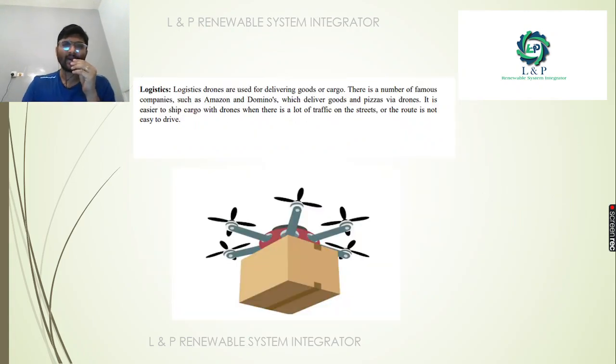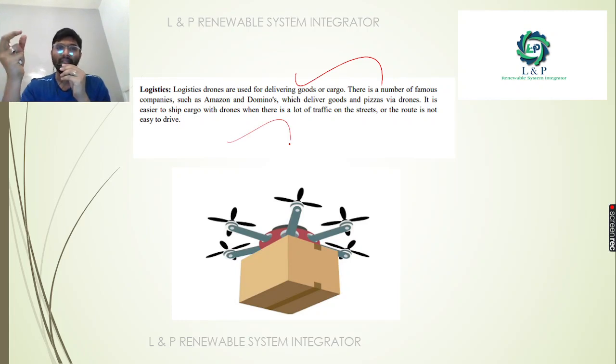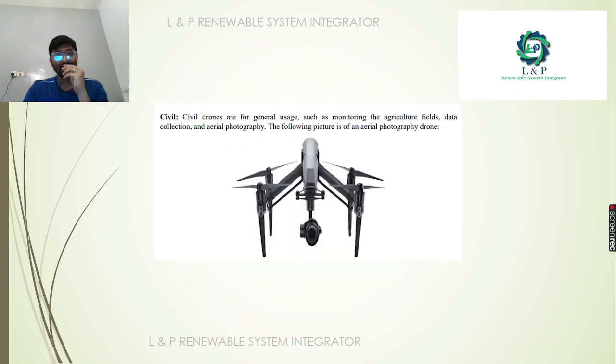Next is the logistic. Nowadays, resource shortages are happening in so many industries. In such occasions, we are already seeing, and we are going to see in the near future, drones used for delivering goods and cargo. Most importantly, Amazon and Domino's are already implementing this. What is the advantage? Domino's uses drones for delivering pizzas. It is easier to ship cargo with drones when there is a lot of traffic on the streets, where it is difficult to drive.